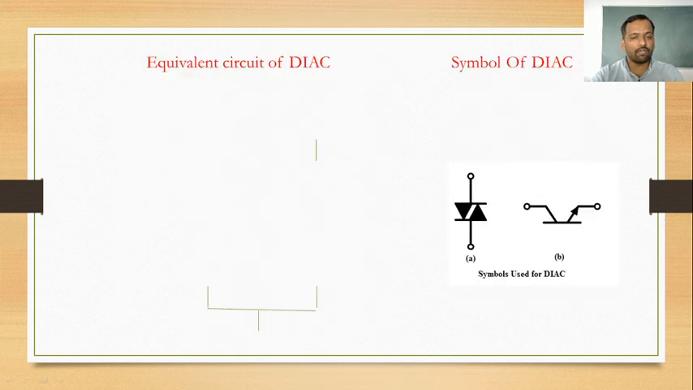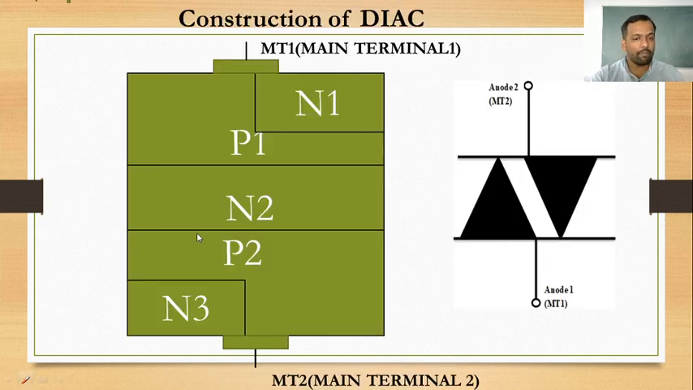As already told, current can flow from MT1 to MT2 or MT2 to MT1. If current flows from MT1 to MT2, then which layers are activated? P1, then N2, then P2 and N3. These four layers will get activated, or current flows through these four layers. And if current flows from MT2 to MT1, then which layers are activated? That is P2, N2, P1 and N1. That is, the construction of DIAC is similar to two SCRs connected in inverse parallel direction without a gate terminal. DIAC does not have any controlling terminal.